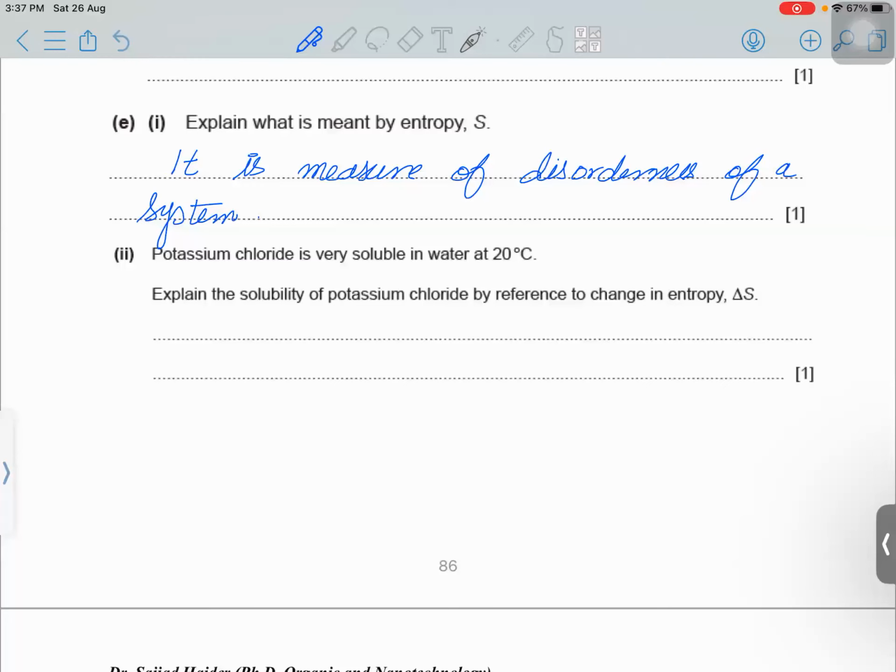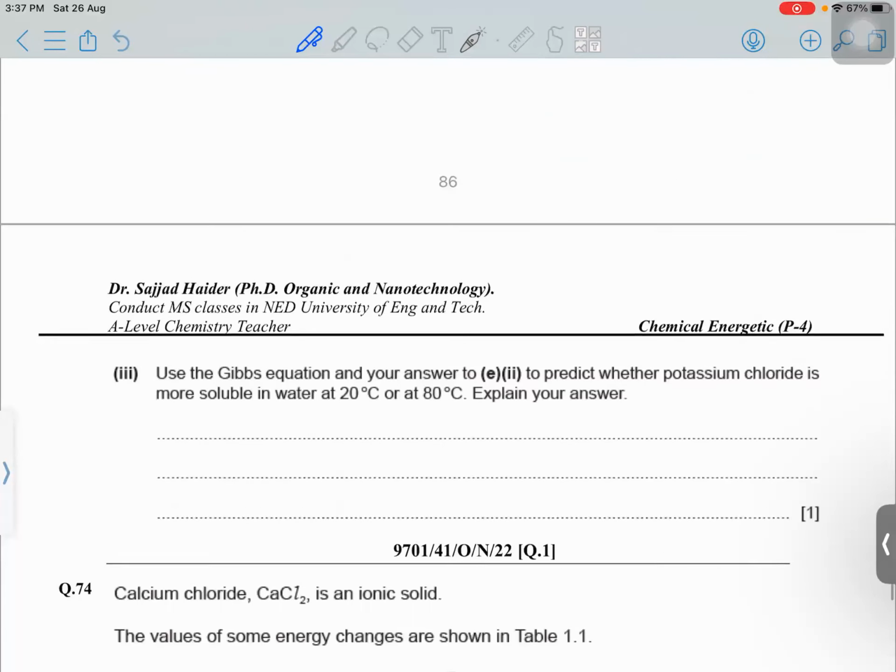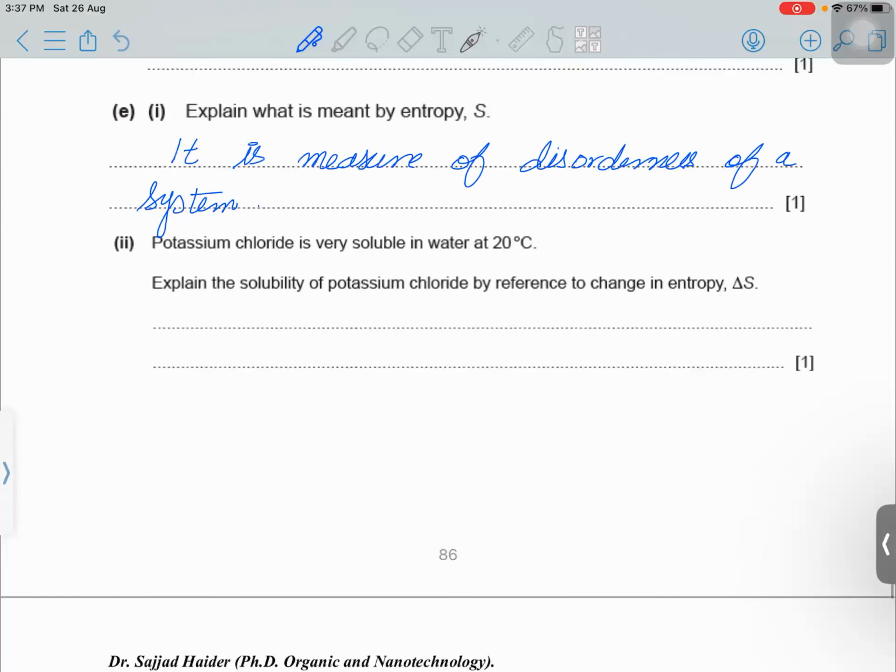Can you give me the answer? Yes. So the entropy will increase because the particles will be more spread out when they are dissolved.